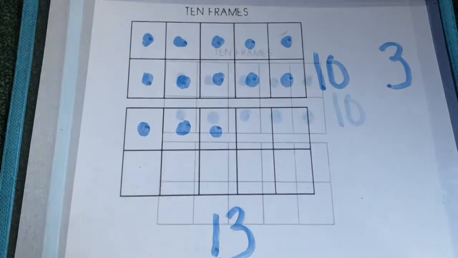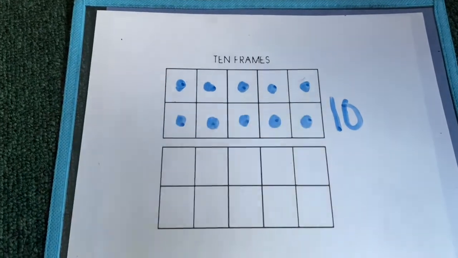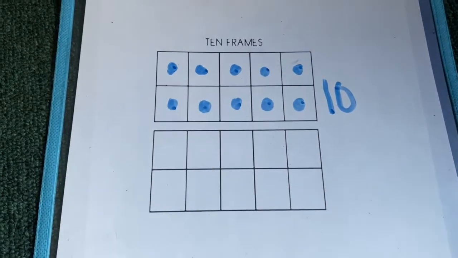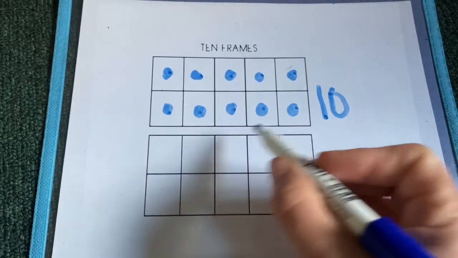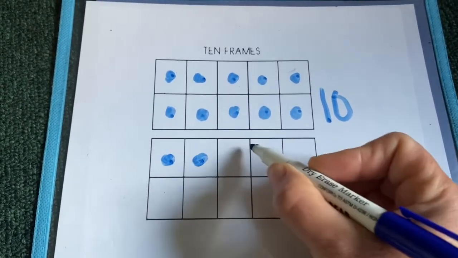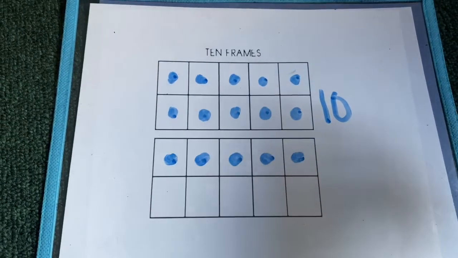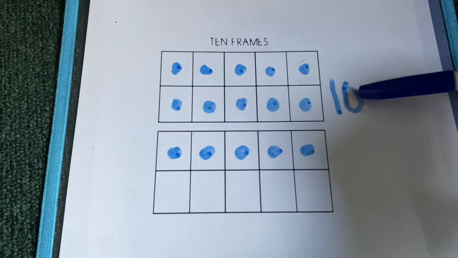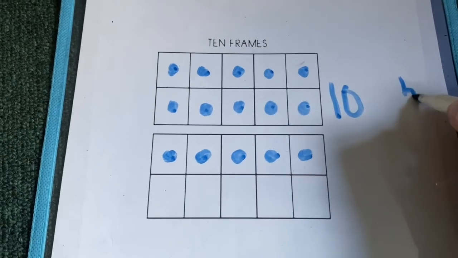Let's try another one. So you'll notice I didn't erase my 10 because we're going to be working with a teen number and saying it the say 10 way. So that's kind of already done. All right, let's figure out what the second part is. Let's just count the second part. Ready? 1, 2, 3, 4, 5. So my parts are 10, 5 is the say 10 way.